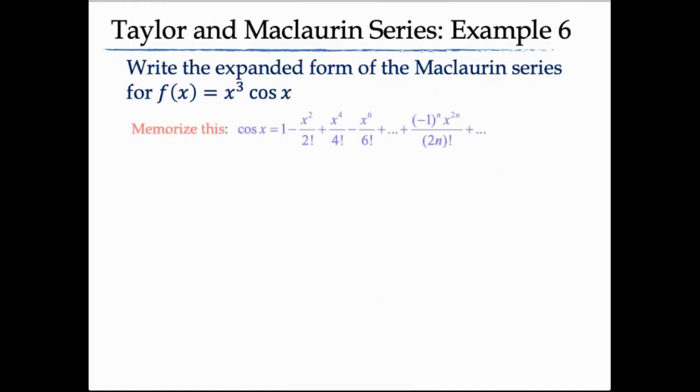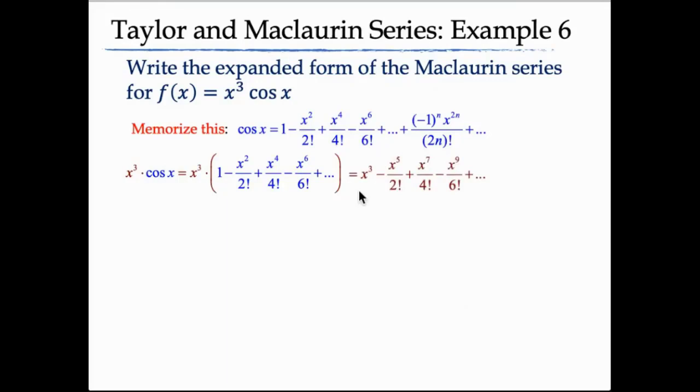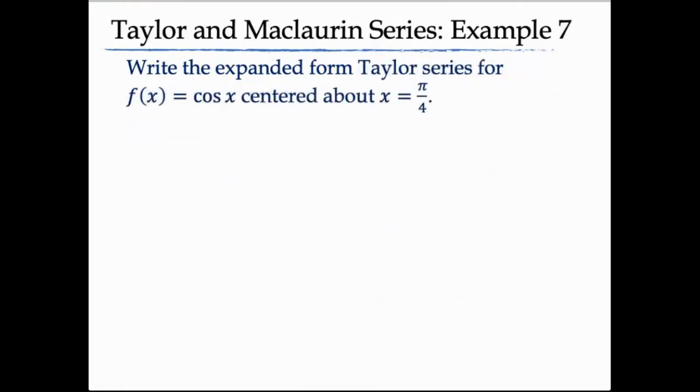That's it. In this case, we're just going to multiply this right here, which I do say you should just memorize, because it just makes things easier if you know it's even, times x cubed. So if I take x cubed times this cosine function, it's x cubed times this infinite series. And if I do that, it's just going to give me x cubed minus x to the 5th over 2 factorial plus x to the 7th over 4 factorial minus x to the 9th over 6 factorial, and so forth. Okay? And that's it. That's as difficult as that gets.